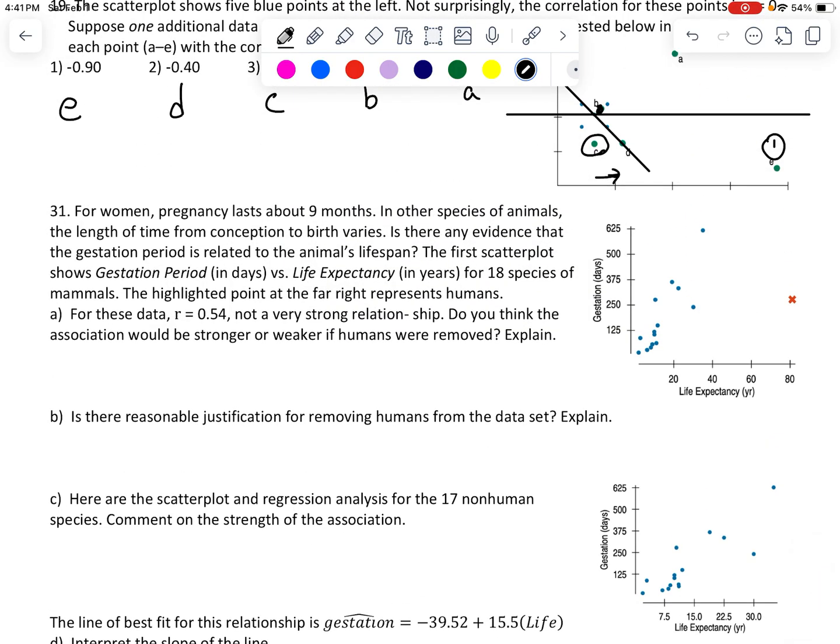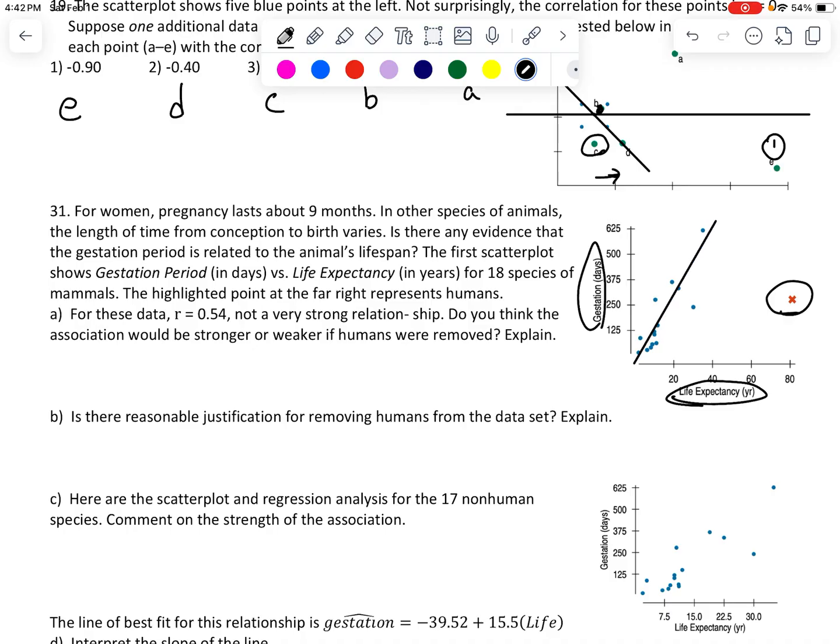Okay. For women, pregnancy lasts about 9 months, so we're plotting life expectancy on the x-axis versus gestation in days. There we go. Again, for these data, R is 0.54, which is not a very strong relationship. So the question is, in A, if you remove the humans from this, which is going to be designated by the X, would my association become stronger or weaker?